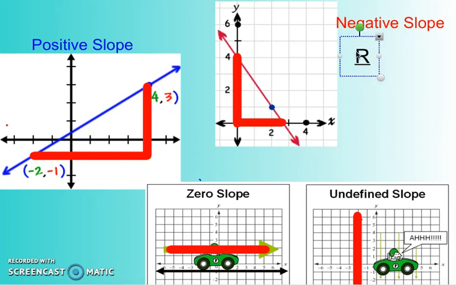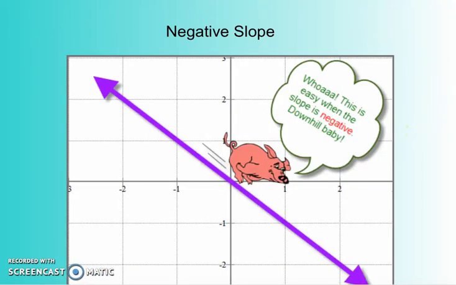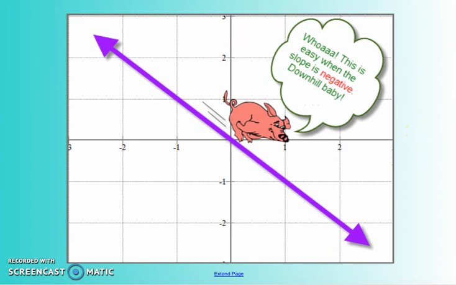Okay, so slope is, again, rise over run. It's a constant rise and a constant run, and it creates our lines with that rate of change, that constant rate of change. Okay, so again, this is a negative slope. It says, whoa, this is easy when the slope is negative. Downhill, baby. So this pig is riding that slope, that negative slope down the hill.